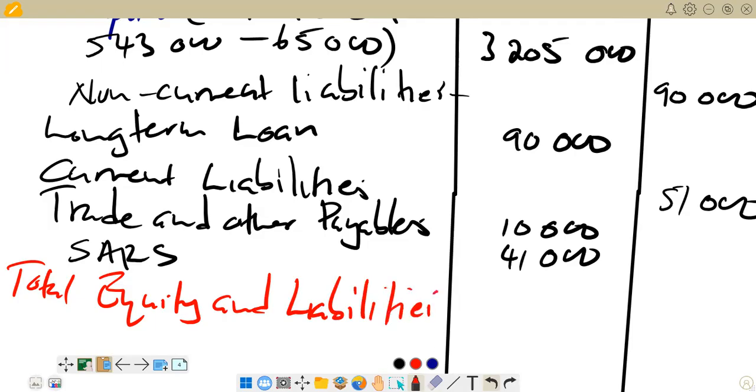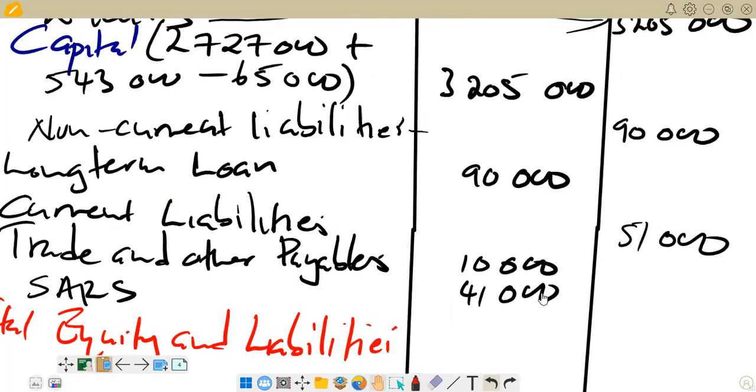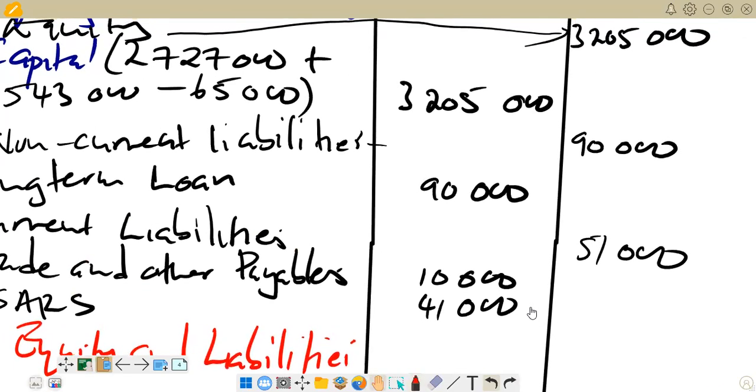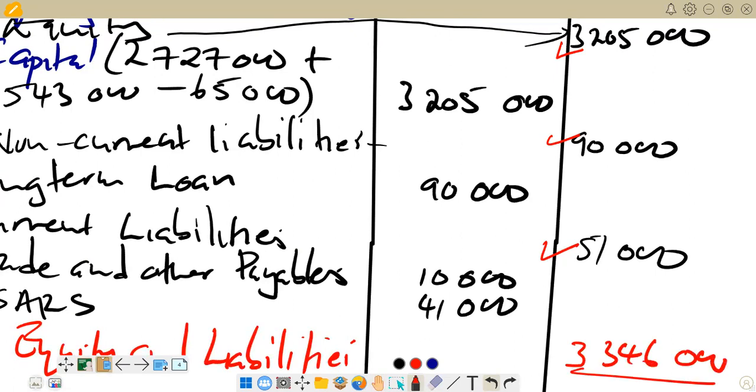So on this figure now, on total equity and liabilities, we are adding equity plus all liabilities. So we are going to say 3,205,000. We add our 90,000. We add our 51,000. Well, this represents equity. This represents non-current liability. This represents current liability. Then we get our total. So the total that we get here is 3,346,000. So this is our second balancing figure.